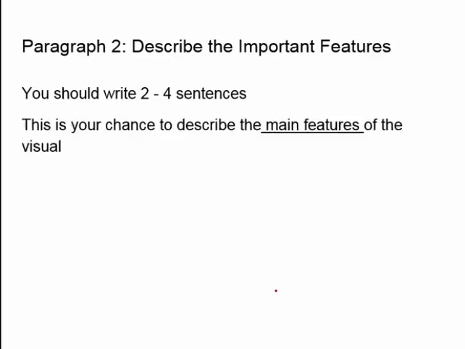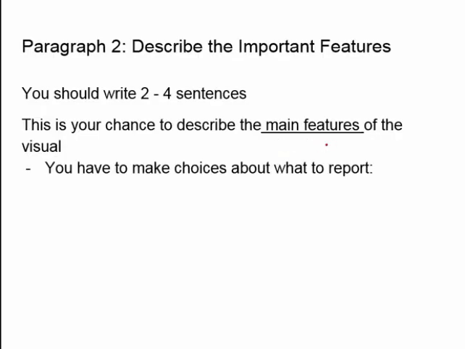Then, after you have just provided that basic information about what the chart shows, then you need to describe some of its important features. For this second paragraph, you're supposed to write 2 to 4 sentences, and you just want to focus on the main features of the visual. So now you're not using anything from the directions. You're looking at the visual and trying to describe what are some of the main features on this visual.